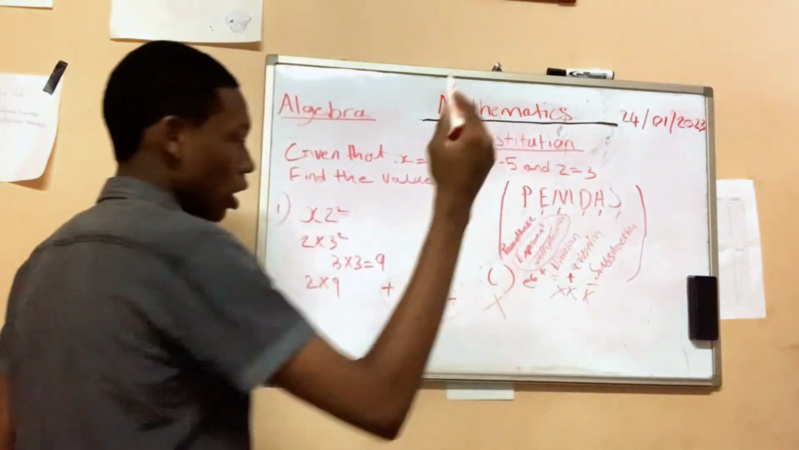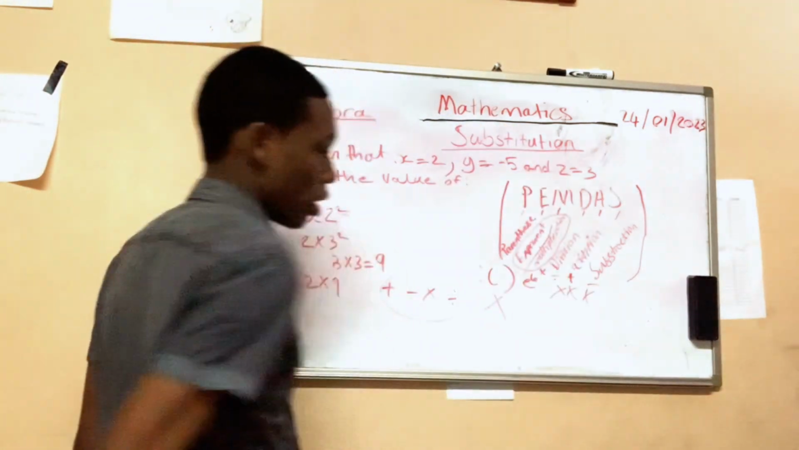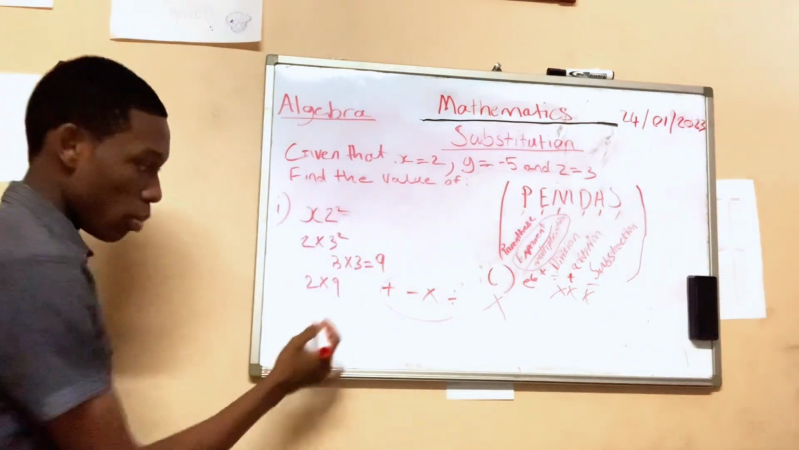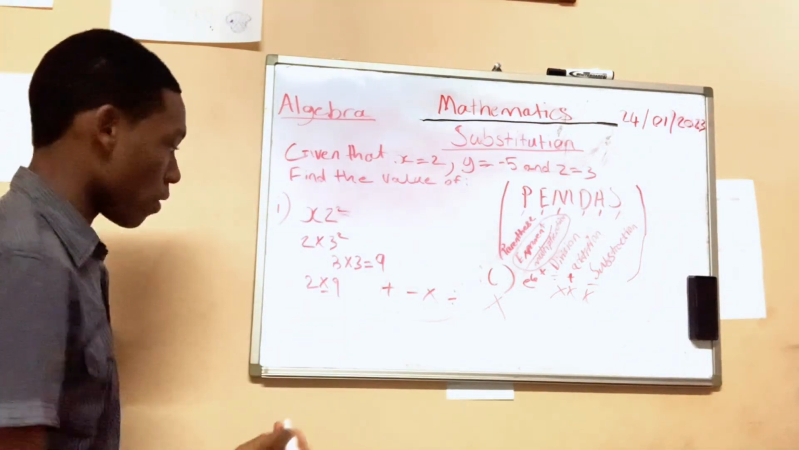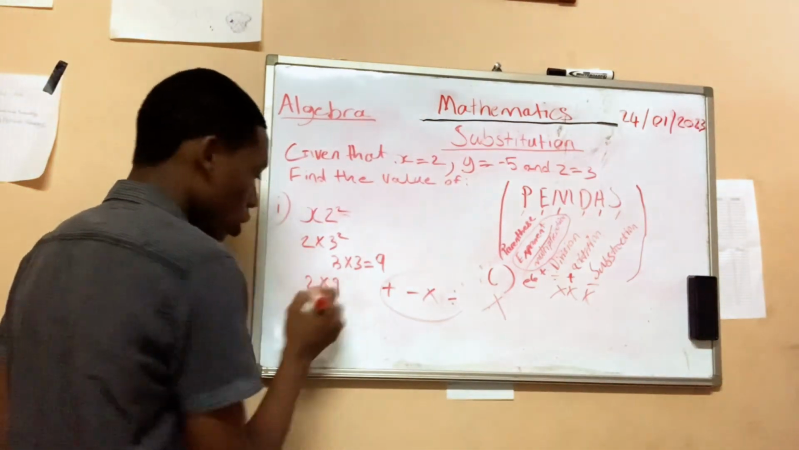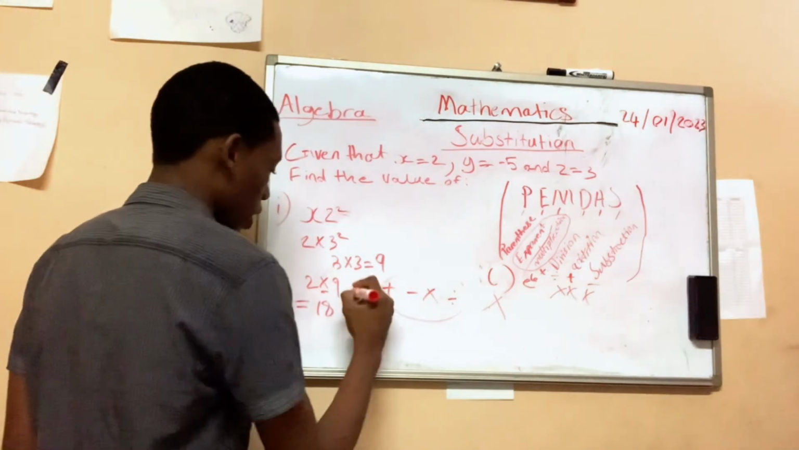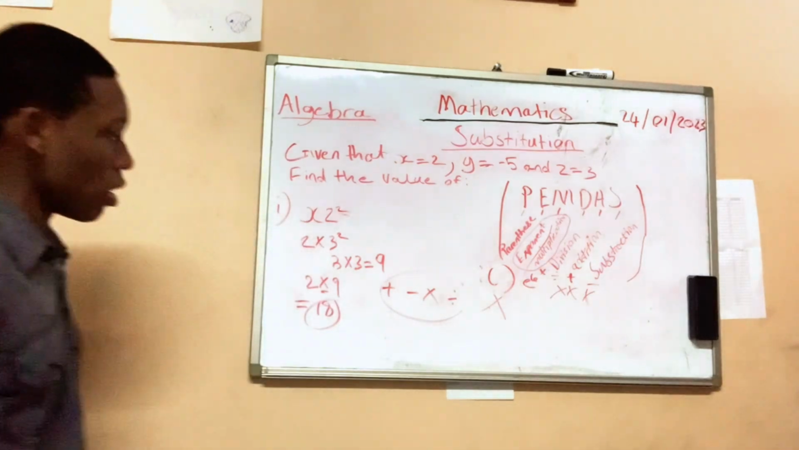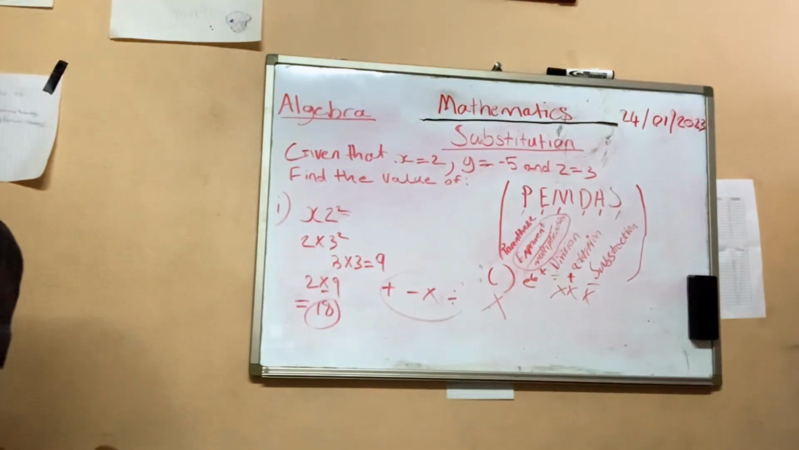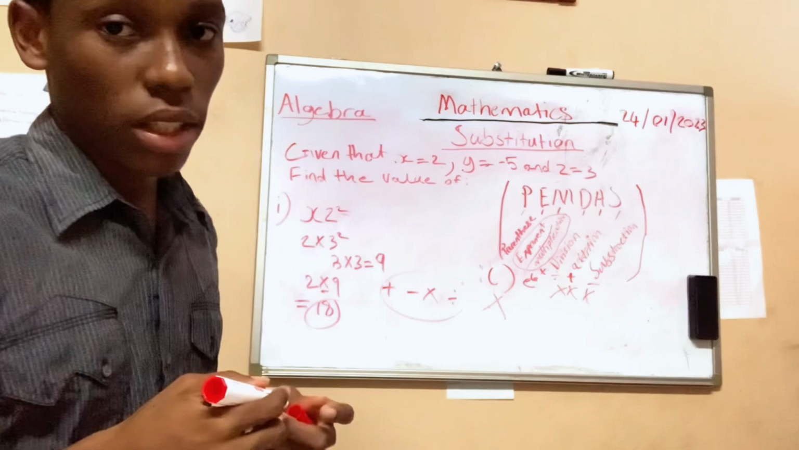This is gone now. Now only multiplication is left, just the multiplying. You see? So we're going to say equals 2 times 9, which gives you 18. And that is your answer. Simple and easy substitution. Simple and easy.